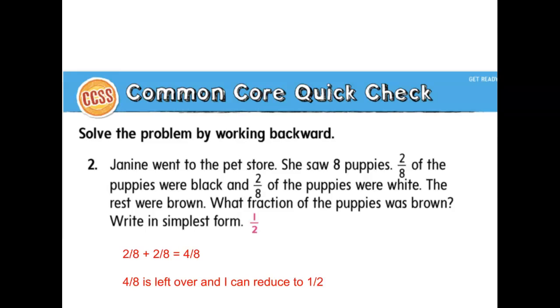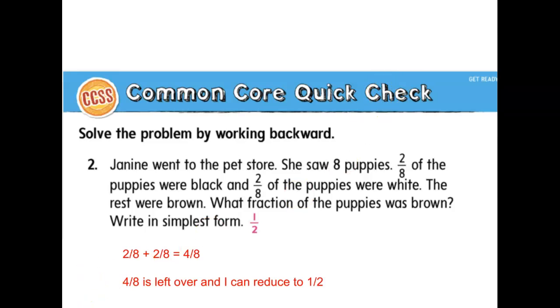Well, I know 2/8 plus 2/8 is 4/8. That's what she saw. And the rest were brown. Well, if she saw 4/8, I know that there's 4/8 left over. And then remember, you can reduce it. I know I can reduce it because I know that 8 is a multiple of 4, and they're both even numbers. Okay? When you're doing your work with me, some of you are not simplifying. You need to take a moment to slow down and think, can you simplify?